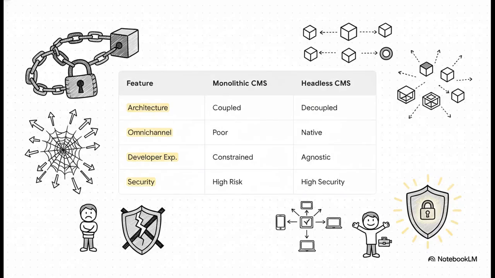And when you put the two approaches side by side like this, the difference is just stark. The old way is coupled and terrible for an omnichannel world. It really limits your developers. The new, headless way is decoupled, it's built for omnichannel, and it lets your developers use the best tools for the job. And this is a big one. Because the content is separated from the public-facing website, security is way, way better.